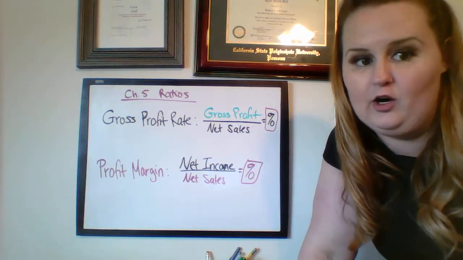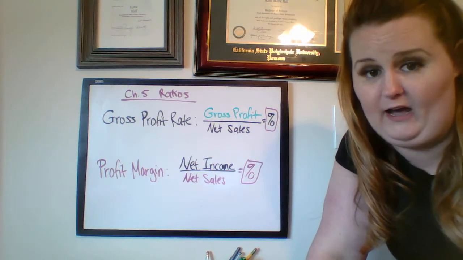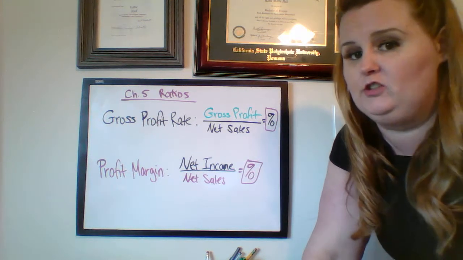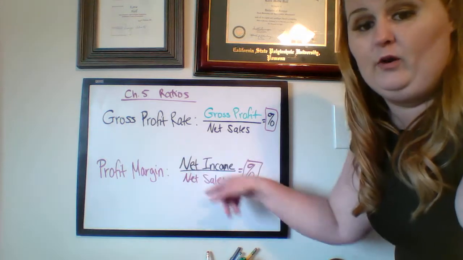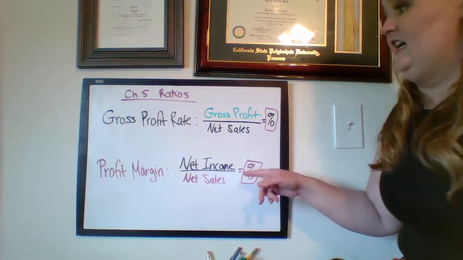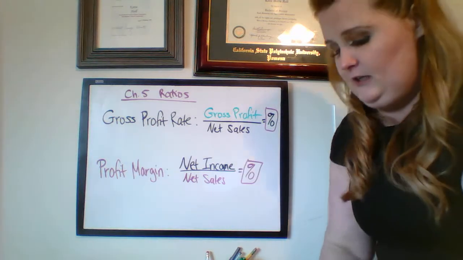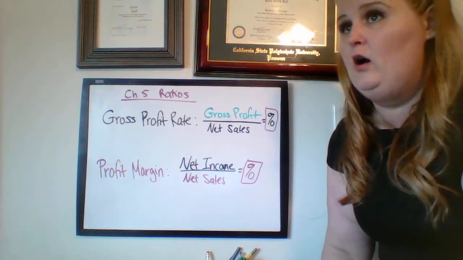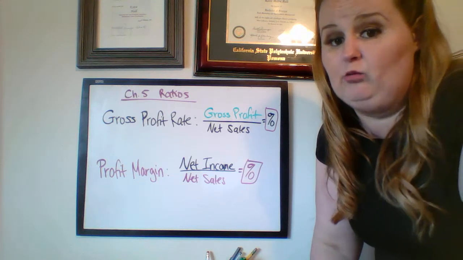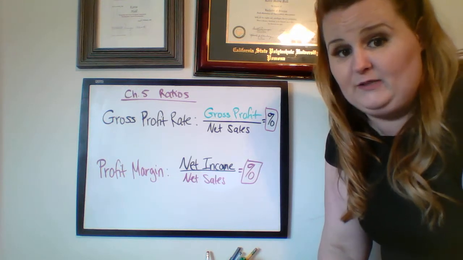Welcome back. So to wrap up chapter 5 about our ratios, we have two major ratios that we look at specifically. One is called the gross profit rate. The other one is called profit margin. What the gross profit rate basically tells us is how much over time the company is actually growing in their gross profit specifically.